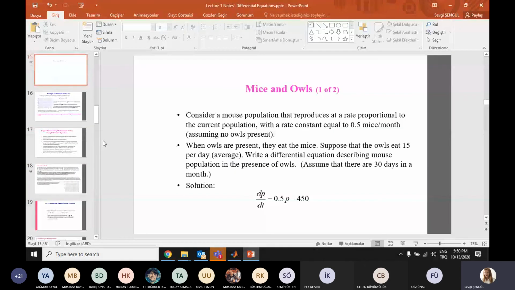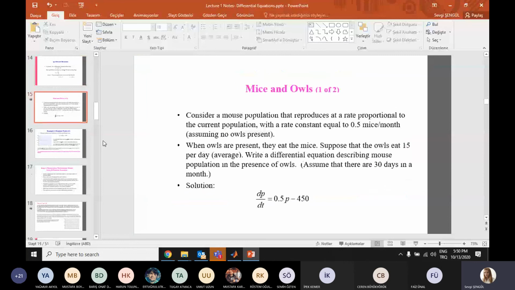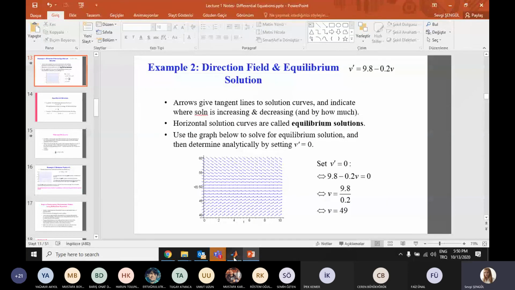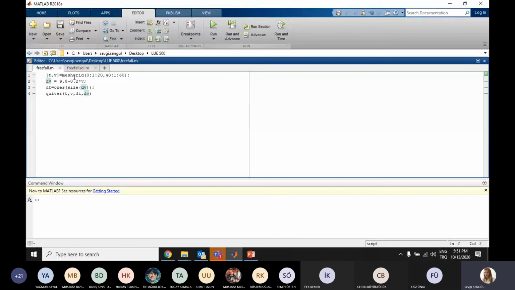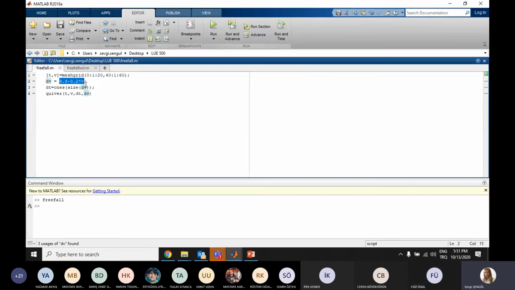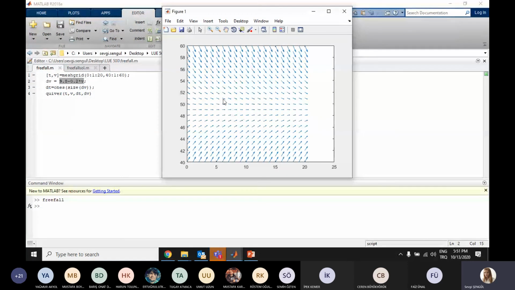Let me open that slide for you. It was this, not that one. It was this one. Here you go. So dv/dt equals 9.8 minus 0.2v. I just defined dv. I opened the meshgrid, which means that I defined x and y integers in a matrix. And with the quiver function, if you run it, you can easily find the direction fields for any differential equation. You can change this one with other equations and do the same thing, but be careful, change the meshgrid x and y boundaries, and you can find the direction field of any other differential equation.